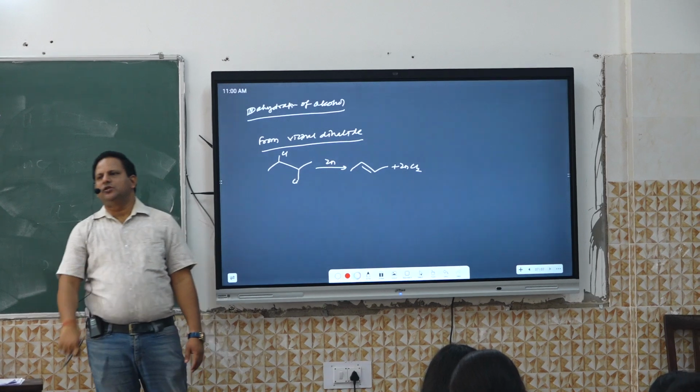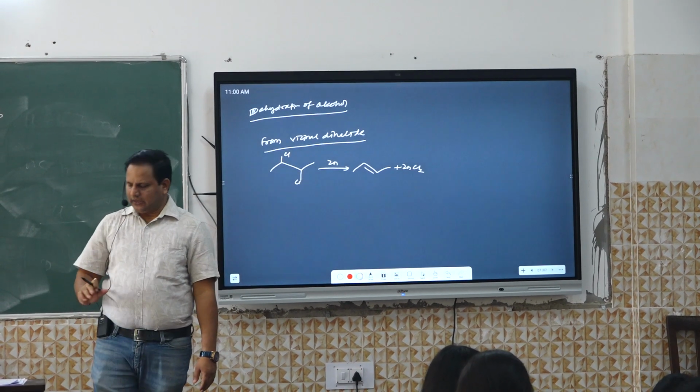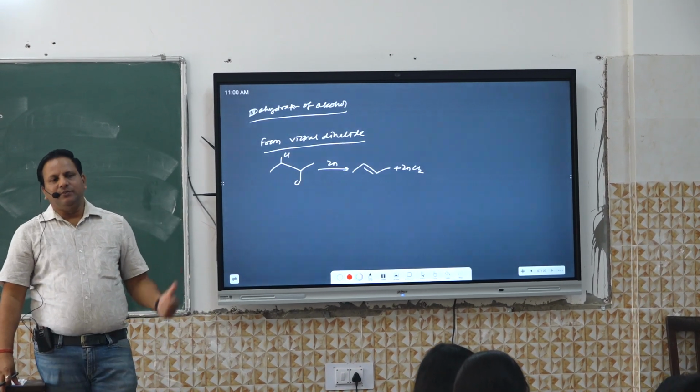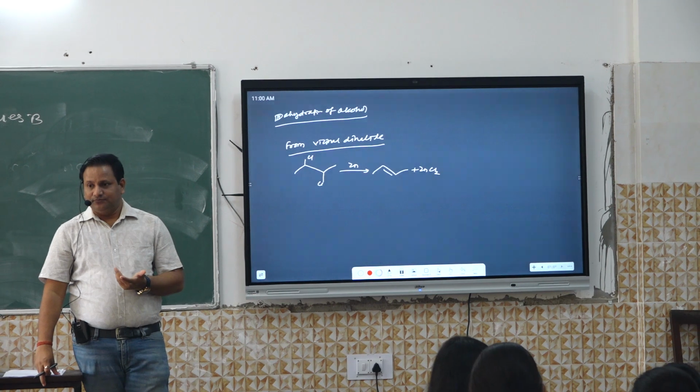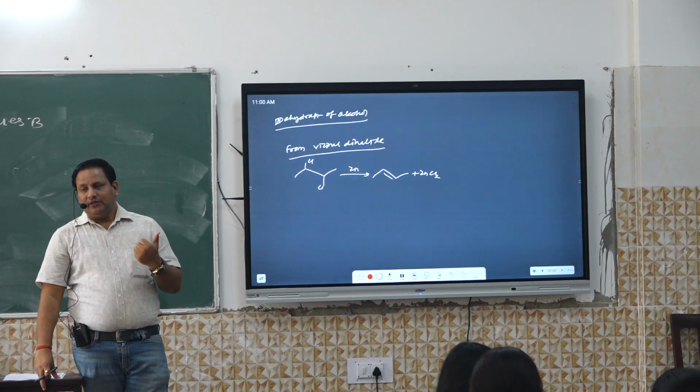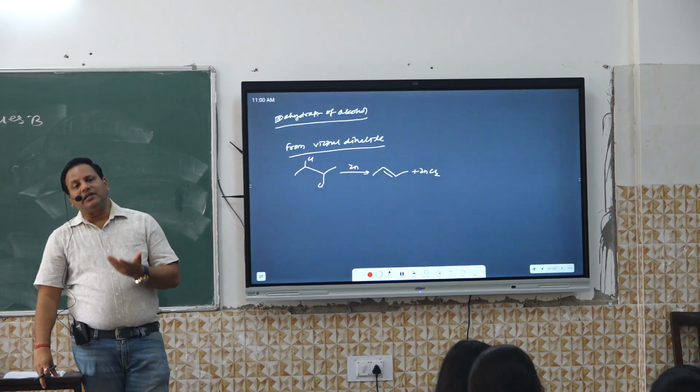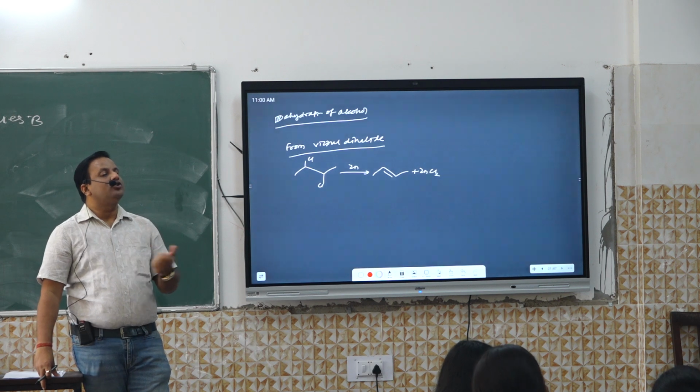Actually these are the methods given in your NCERT. Another thing, this method is not a suitable method. Last one, preparation of alkene from the vicinal dihalide is not the suitable method.